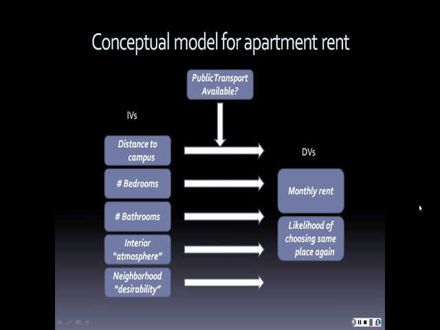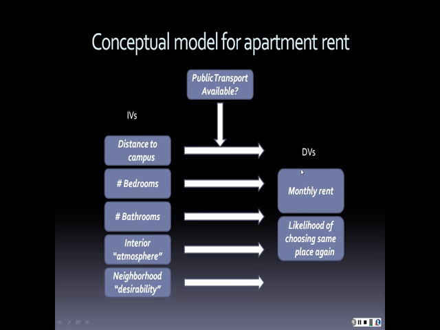So here's our conceptual model for apartment rent. And as far as regression analysis, it would be appropriate to look at monthly rent because that is a metric variable. Specifically, this is a ratio variable because it has a natural 0 point. We're not going to use likelihood of choosing the same place again as a DV because that's a categorical variable.